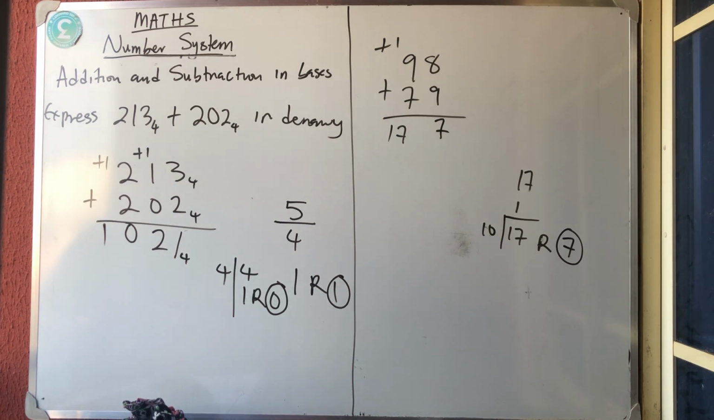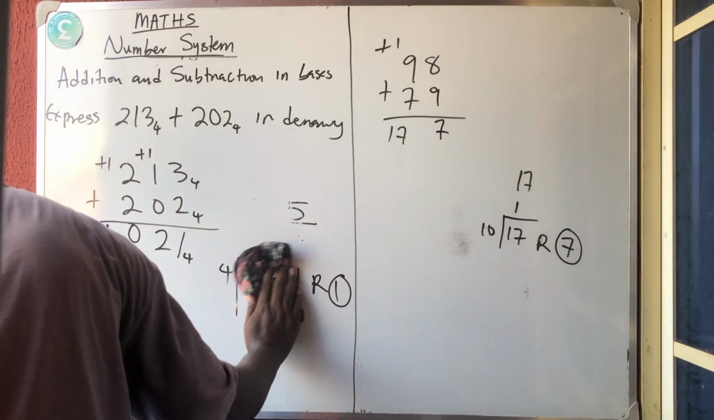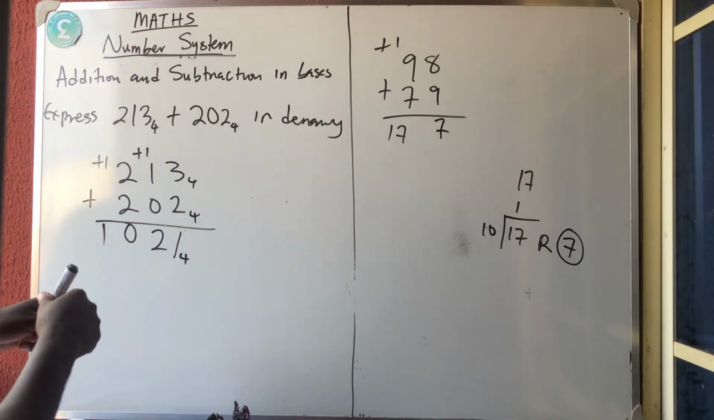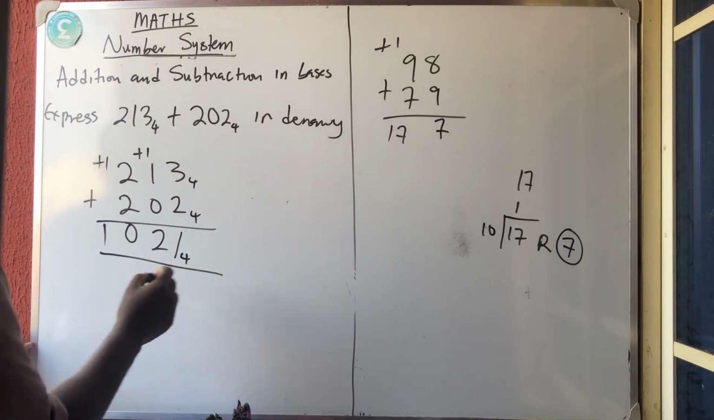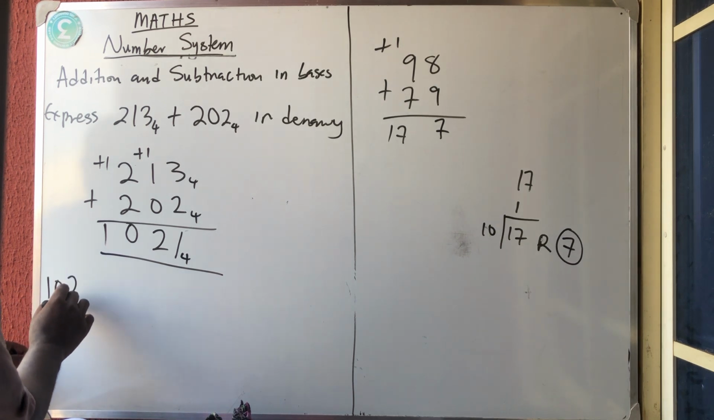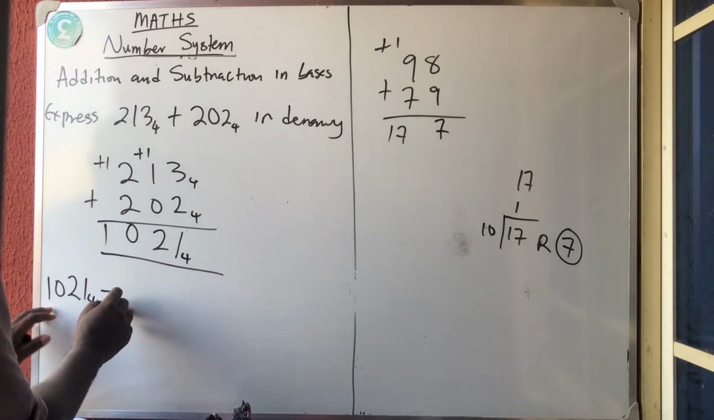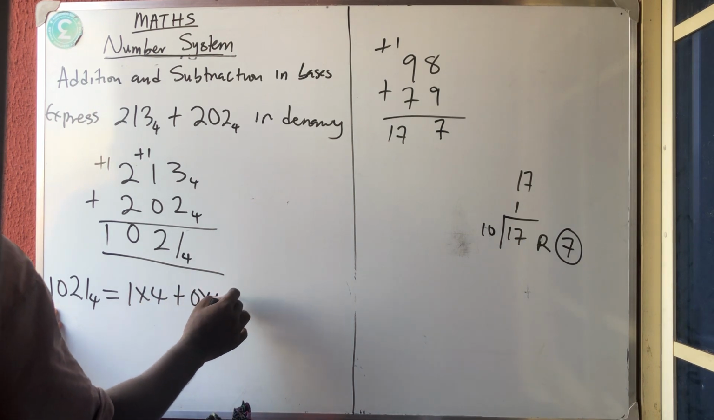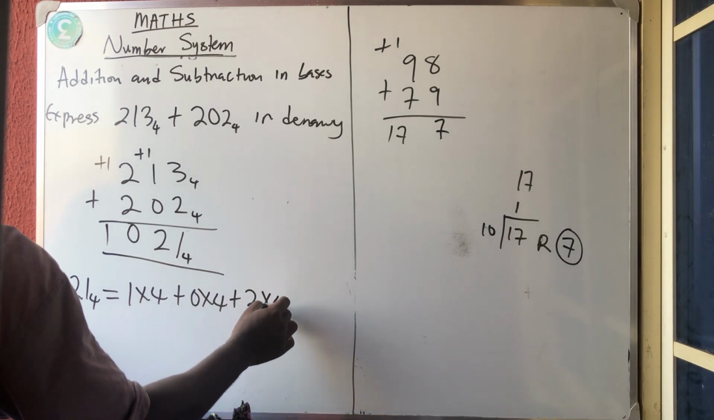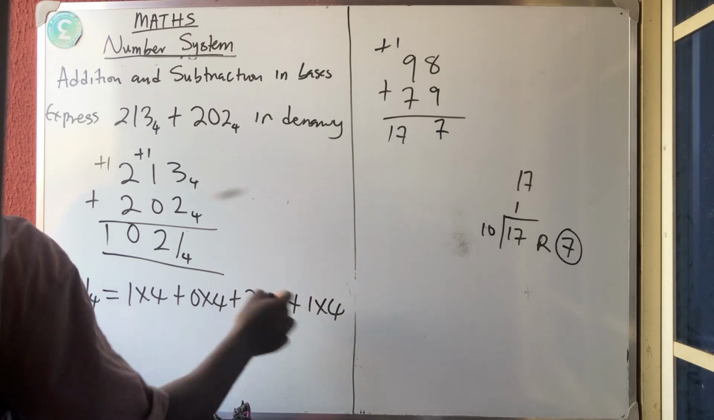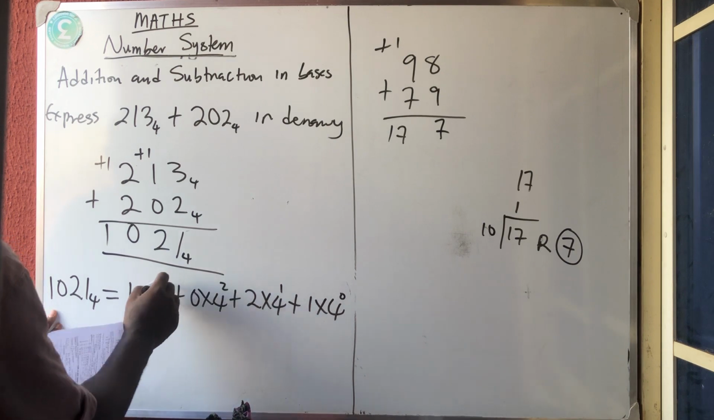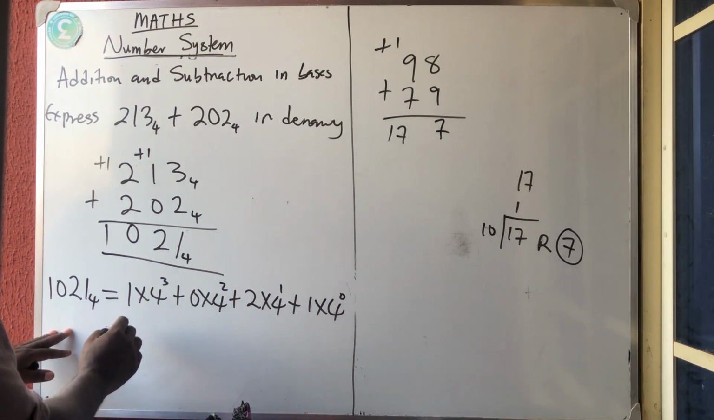But they say we should leave our answer in denary. So let's convert it to base 10. Remember that if you are converting from the smaller base to the larger base, you must multiply. So 1021 base 4 should be the same thing as 1 times 4 cubed plus 0 times 4 squared plus 2 times 4 plus 1 times 4 to the power 0. So you put your powers 0, 1, 2, 3.